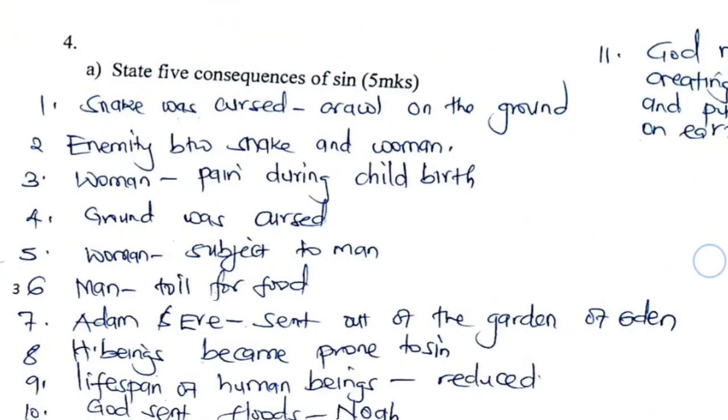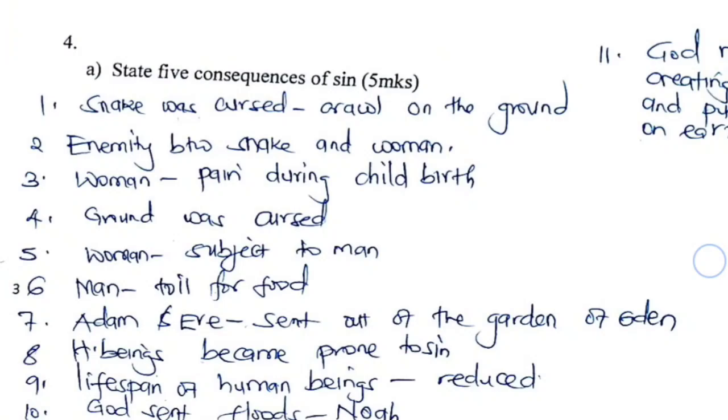Question 4a, state 5 consequences of sin. Consequences of sin. The snake was cast to crawl on the ground. Enmity between the snake and the woman. The woman had pain during childbirth. The ground was cursed. The woman was subject to man, and man had to toil for food.